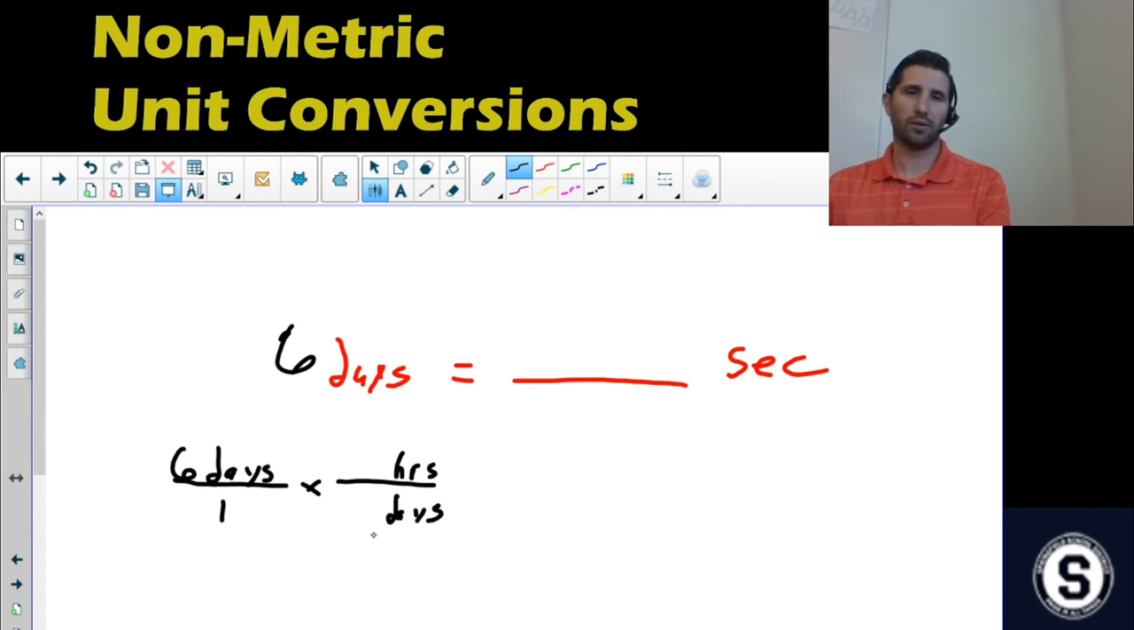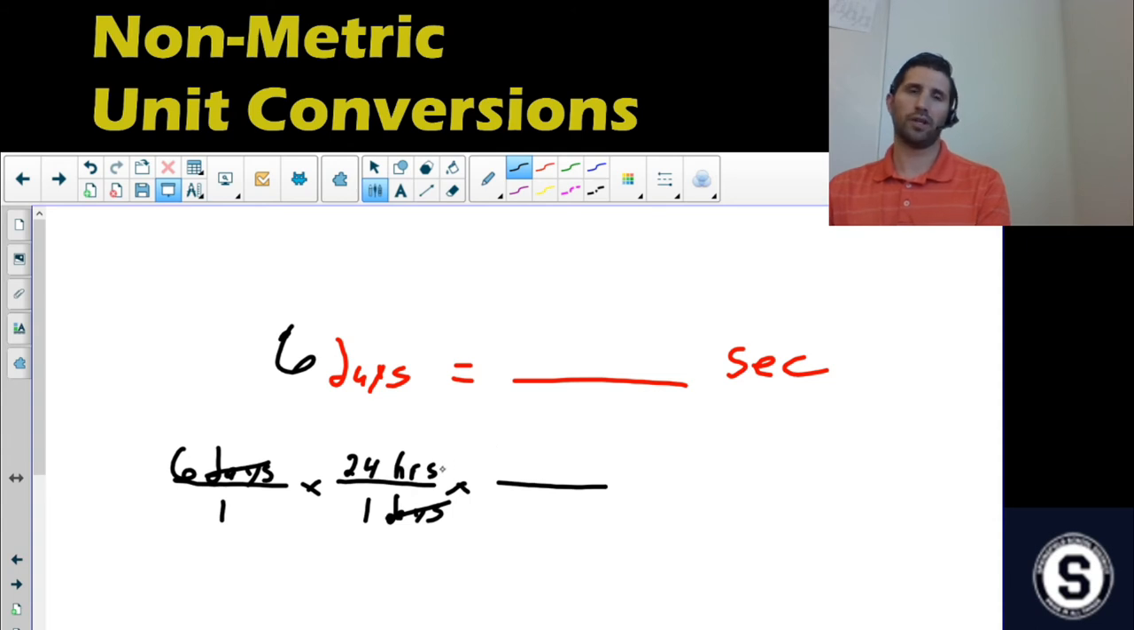Okay, well, how many hours are in a day? We have to make sure that the top and bottom are the same thing, are equivalent. All right, so 24 hours in one day. But that's not it. If I just do that, I'll know how many hours I have in 6 days. I need to keep going. So I'm going to extend this out. Now I have hours. Well, I need to get to seconds.